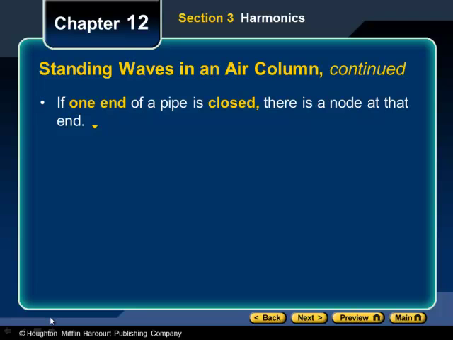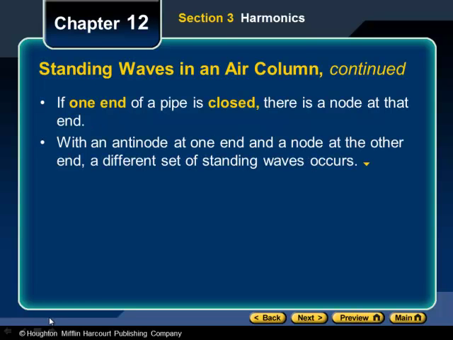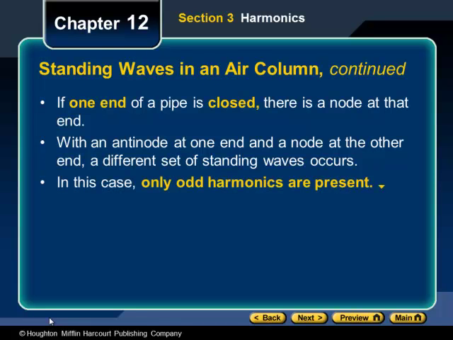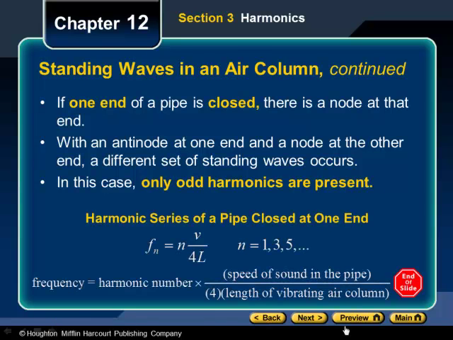If one end of the pipe is closed, then there's going to be a node at that end and an antinode at the other end. Okay, in that case, only the odd harmonics are present, only 1, 3, 5, 7, 9. So here our number doesn't go 1, 2, 3, it goes 1, 3, 5, 7, 9, and so on. So it's just the odd harmonics that are present. The evens can't occur in this situation.